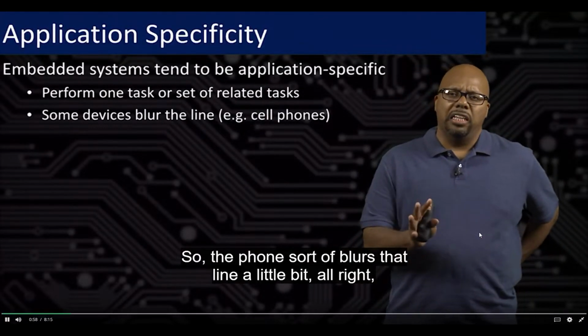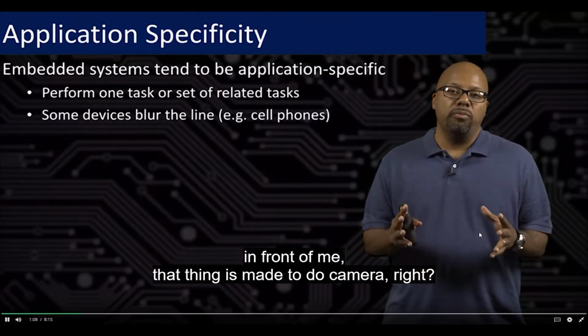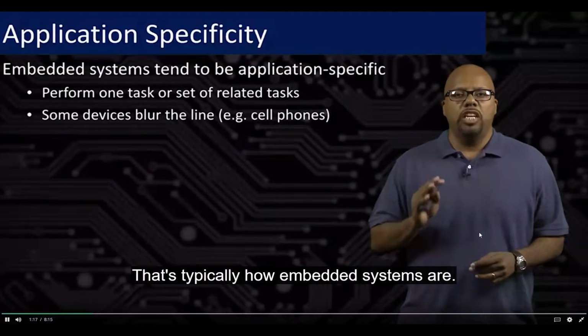The phone sort of blurs that line a little bit, right? Because the phone can do a heck of a lot. You can run arbitrary apps on a phone. But most devices, like the camera in front of me, that thing's made to do camera, right? To record, playback, something like that. And it does all things related to camera activities. So that's common. That's typically how embedded systems are.